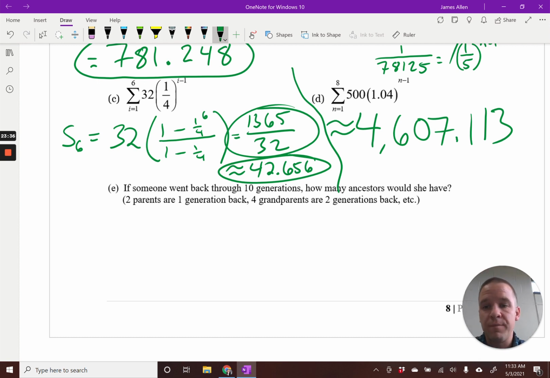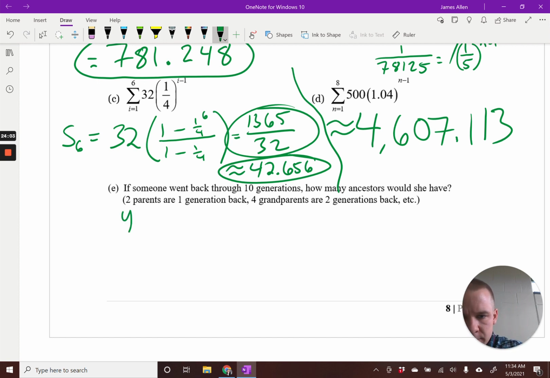All right, last one. If someone went back through 10 generations, how many ancestors would she have? 2 parents are 1 generation back, 4 grandparents are 2 generations back, et cetera, et cetera. So we'll keep it super consistent like that. Obviously, that's not always the case. Not everything is the exact same, but let's say that is the pattern that has been followed in this particular family for 10 generations, right?